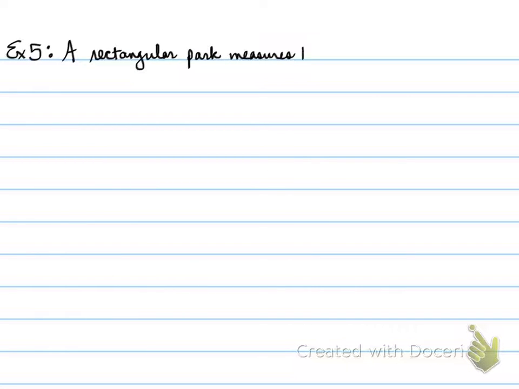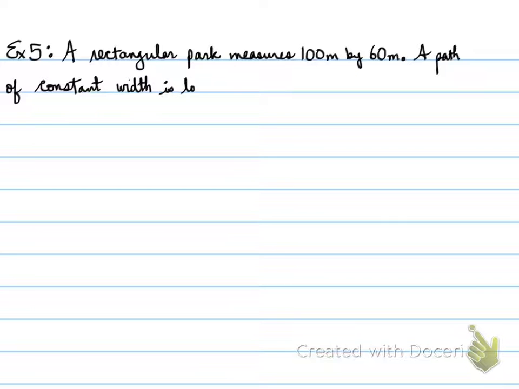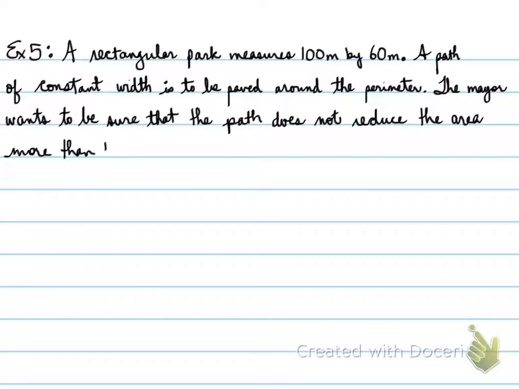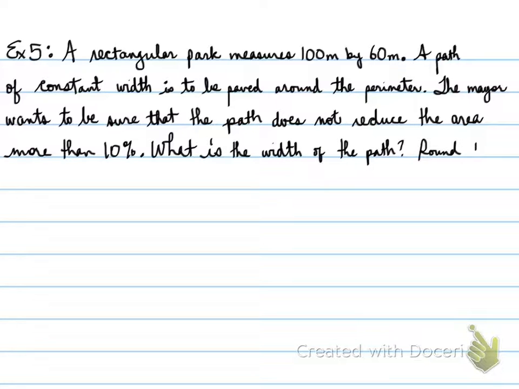A rectangular park measures 100 meters by 60 meters. A path of constant width is to be paved around the perimeter. The mayor wants to be sure that the path does not reduce the area more than 10%. What is the width of the path? And then round your answer to the nearest tenth of a meter.